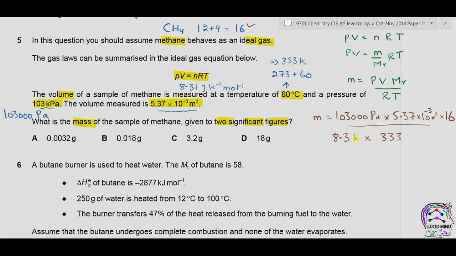Now by multiplication and division, the mass comes equal to 3.198 grams. As we have to give the answer to two significant figures, the first two figures will be used. As 9 is more than 5, it will be equal to 3.2 grams. The answer is therefore C.